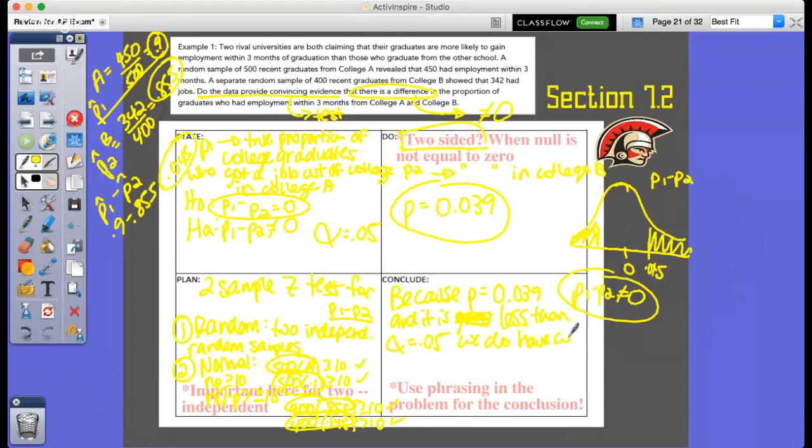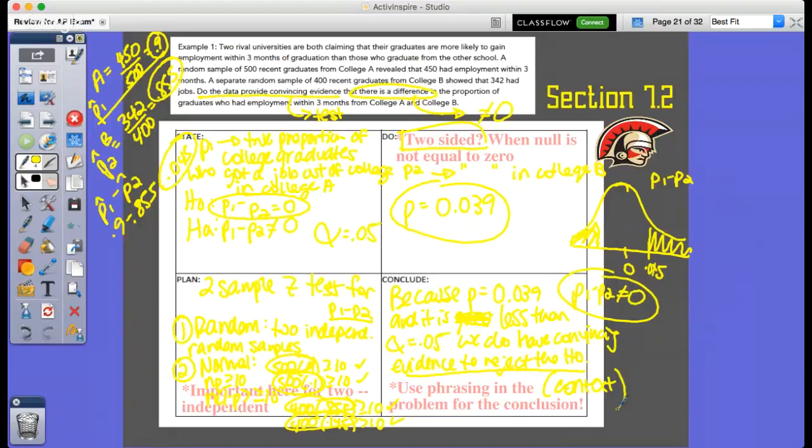evidence to reject the null, and then make sure we put a little context in there. What does that mean? That means that based upon this study, we do have convincing evidence to reject the null hypothesis. Therefore, we can say that there is a difference in the proportion of graduates who had employment within 3 months of college for college A and college B, okay? Again, make sure you put that context there. Without that context, you'd have a little bit of a problem on that, okay?